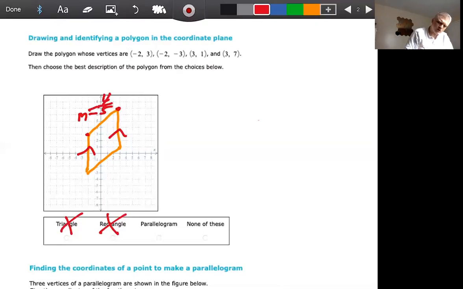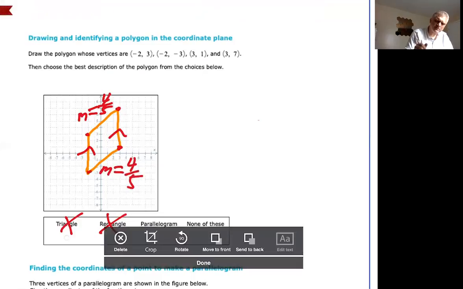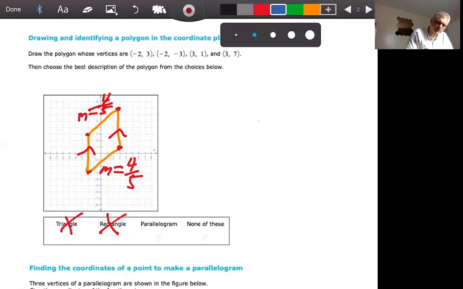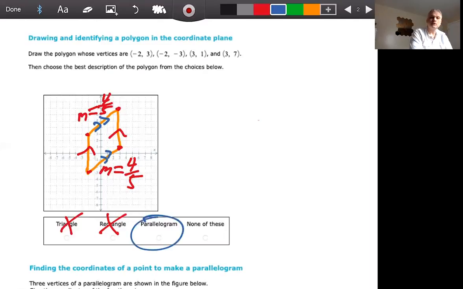How about this side right here? I'll start at this one. We'll rise 1, 2, 3, 4 down, run 1, 2, 3, 4, 5 across. So this is down 4 and left 5. -4 over -5 gives me a slope of positive 4/5. So what does that tell me? That tells me that these 2 sides are parallel, which gives me a parallelogram.